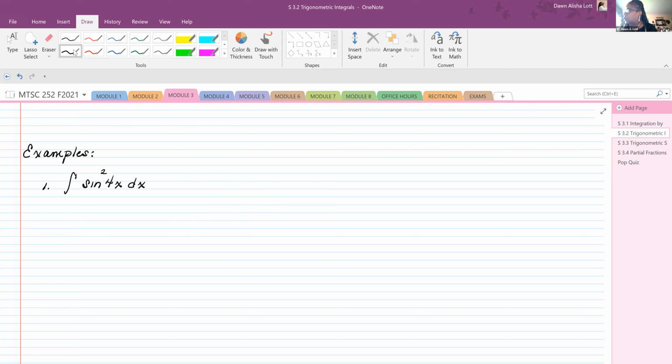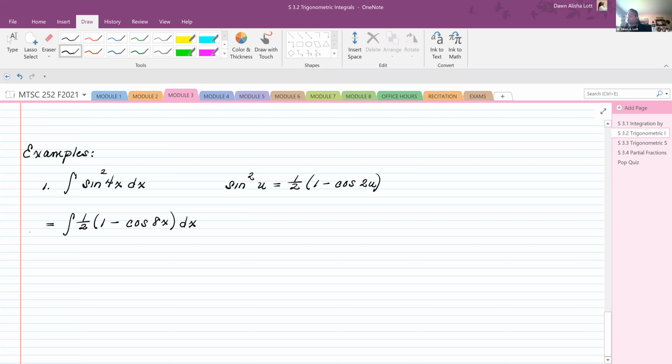Let's split it. We know that sine squared of u is equal to 1/2 times 1 minus the cosine of 2u. So let's do that first. Let's make this the integral of 1/2 times 1 minus the cosine. And then instead of 4x, it will be 8x. Then I don't even have to do a u. Now it's nice and easy. So sine squared of 4x is 1/2 times 1 minus the cosine of 2 times 4x, which gives me 8x.